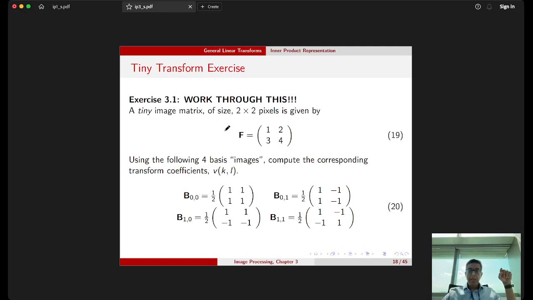And so little k will take values 0 and 1. Similarly, the number of columns is 2, so first column, second column. So the number of values of large L will also be equal to 2, and therefore little l takes values of 0 and 1. So together we will range little k between 0 and 1, and little l between 0 and 1. So you have B00, B01, B10, and B11 as being your basis images.